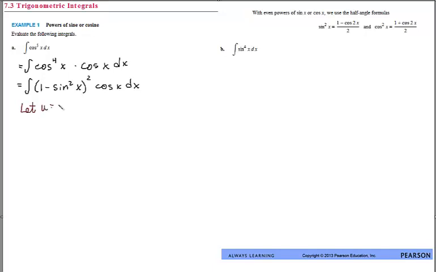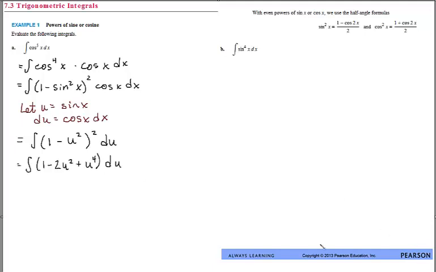Now I'm going to let u equal just sine x, because if I do that, then du is cosine x dx. And now I'm going to do my substitution, and I'll get the integral of 1 minus u squared, quantity squared, and then this cosine x dx is just du. Once I'm here, I'm just going to multiply this out using algebra and do this term by term.